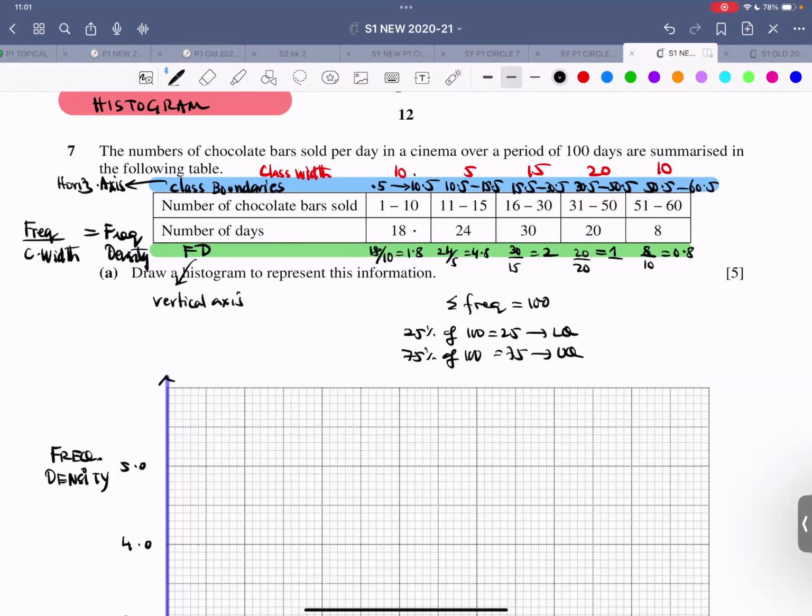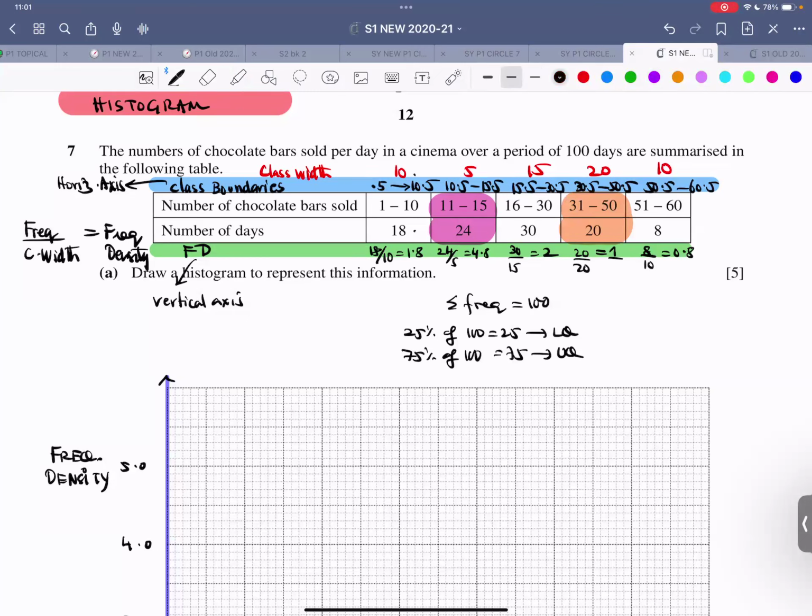Now, look over here. Where would the 25th value lie? 18 plus 24 has exceeded this value, which is 25. That means the lower quartile would be somewhere over here, 11 to 15. And when we look at the 75th value, if I go backwards, subtract 8 and subtract 20, that would be 72. That means the 75th value would be lying over here.